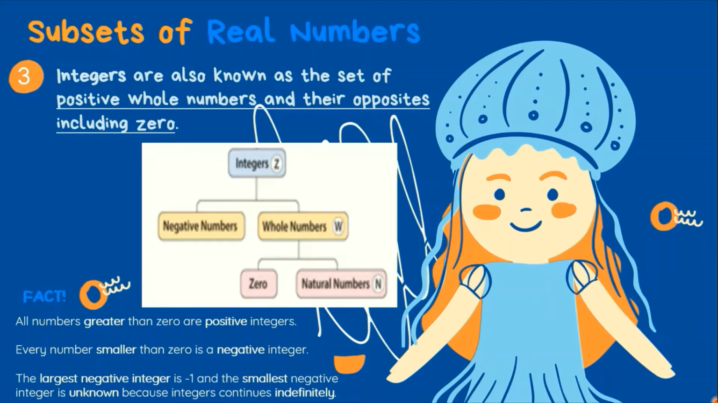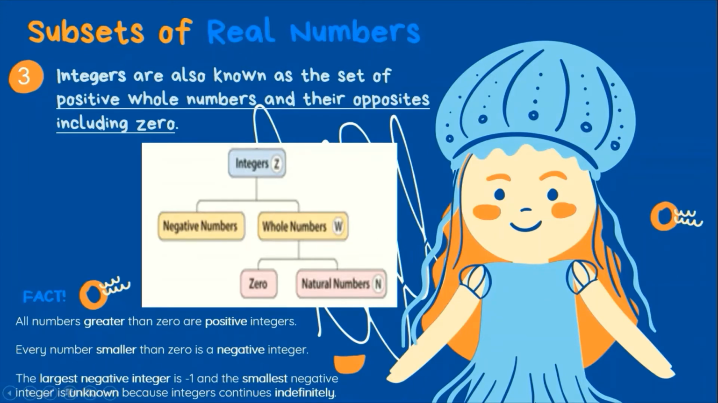Ang mga negative numbers ay opposites or kabaliktaran ng mga natural numbers, ng mga positive numbers. Kaya kung 1 ang pinakamaliit na natural number, ang pinakamalaki naman ngayon na negative integer ay negative 1. Because this is the integer closest to 0 on a number line. While ang smallest negative integer naman ay hindi natin ma-identify because the list goes on indefinitely.